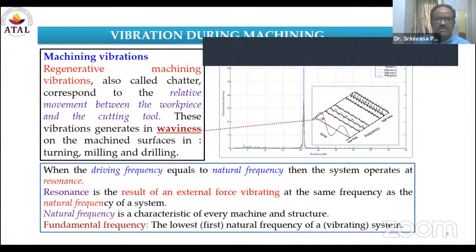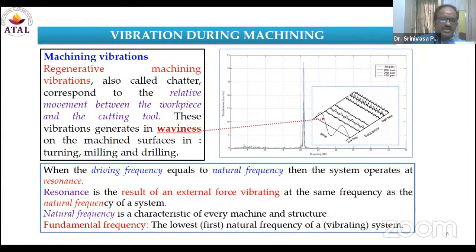Now, how to identify which is good vibration or bad vibration. Regenerative vibrations are called chatter. Coming to the vibrations in machining, regenerative chatter is called a vibration, and it will happen.